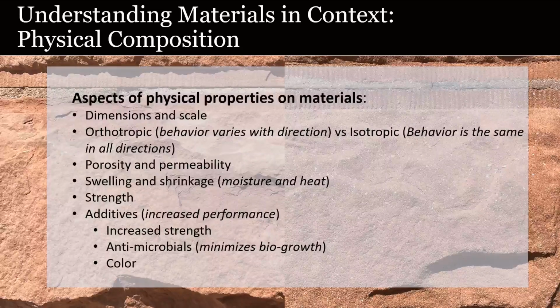It's generally recommended that any potential substitute material have similar physical characteristics to the material it is replacing. Physical characteristics that should be compared include dimension and scale. Is the material orthotropic, meaning does its behavior vary differently depending on the direction, or is the material isotropic, meaning it will behave the same in all directions? Porosity, or how much water can be absorbed in a material, and permeability, or how far moisture travels in that material, will vary greatly depending on if it is an older or newer material type.